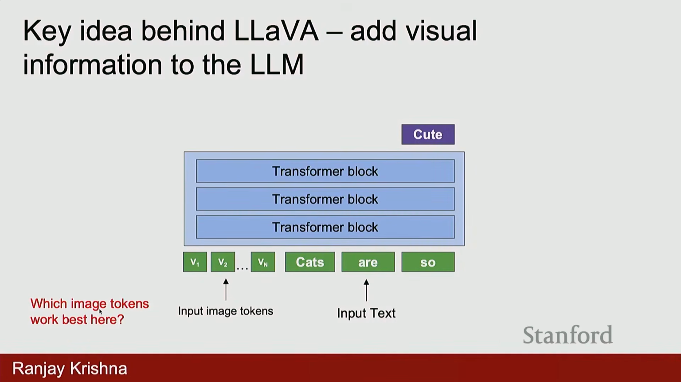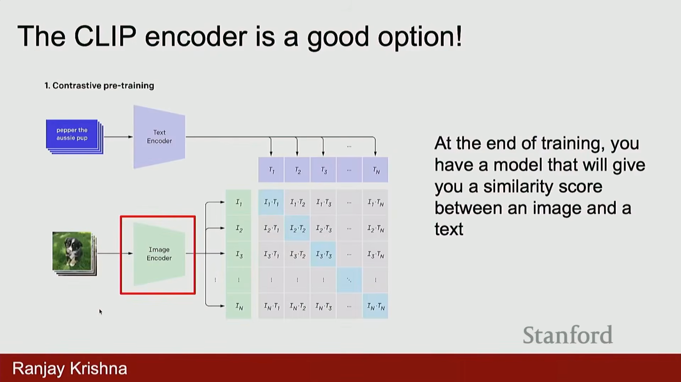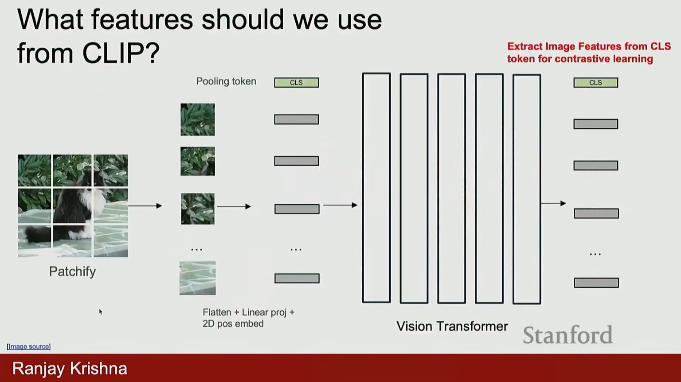So of course a question comes in, which is, how do you define these tokens? What should these tokens be in the first place? Llava's solution was to use the CLIP image encoder. They took the CLIP model, took the image encoder, and then extracted tokens from that encoder. So the first thing you might think about doing is just using the CLS token.